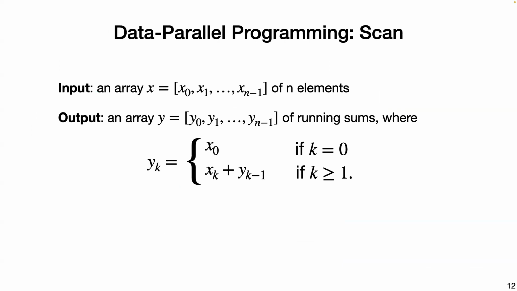The most fundamental thing in data parallel programming is doing scans. So scan takes as input an array. You have x of 0 up through x of n minus 1, so that's n elements. And then you want to output an array y. y is the same shape as x. And for every element of y, the first one is just set to the first value of x, and then the rest of them is the cumulative sum up until that point. So y of k is recursively defined, equal to x sub k plus y sub k minus 1, where y sub k minus 1 is the sum of all the stuff that came before that.